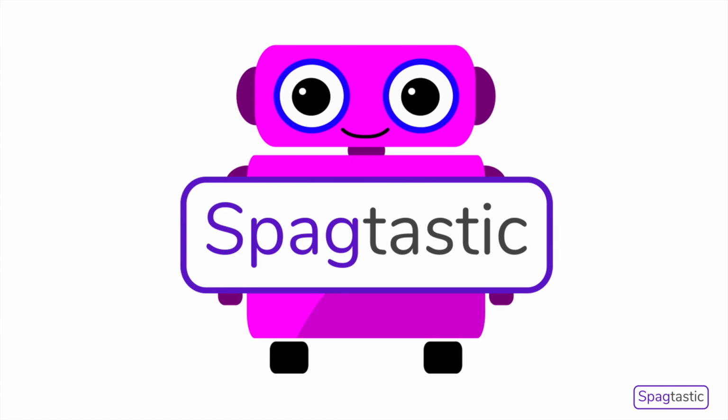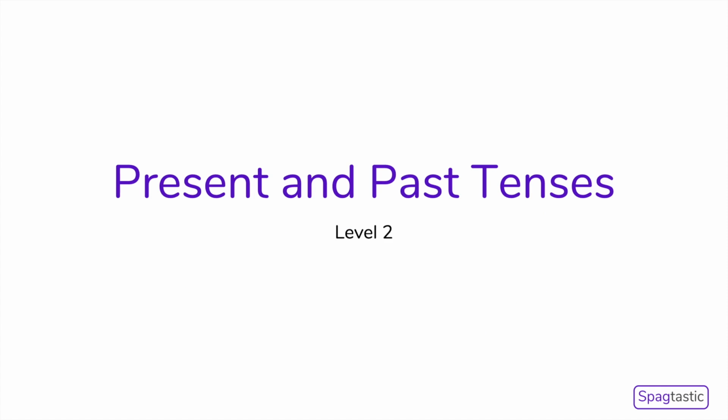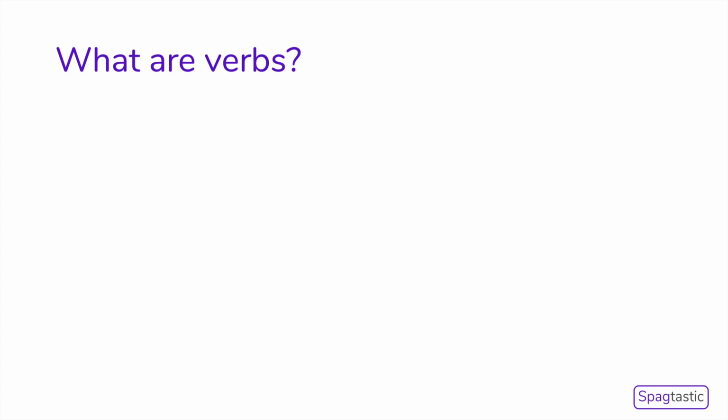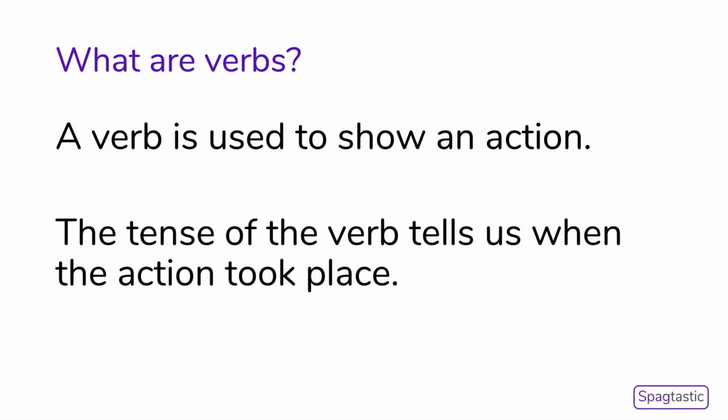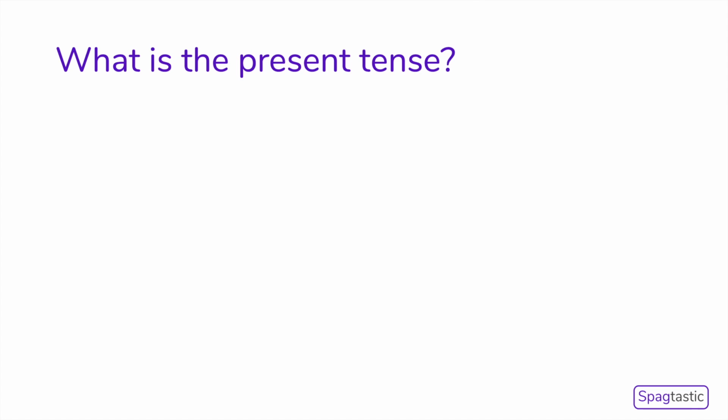Welcome to Spagtastic. In this lesson we are going to learn about the present and the past tense. This is a level 2 skill. Before we can think about tenses, we need to understand what verbs are. A verb is a word used to show an action, and the tense of a verb tells us when the action took place. Sometimes we use the present tense and sometimes we use the past tense.